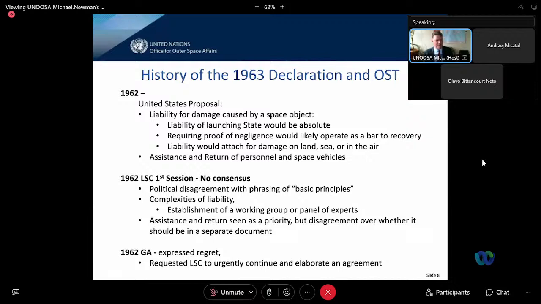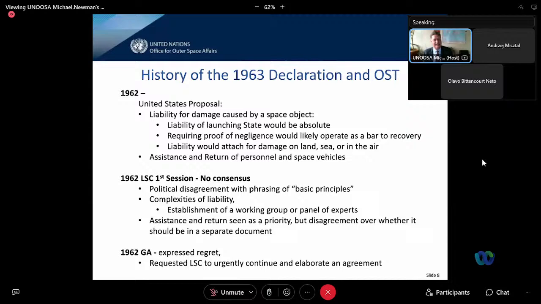Of course, liability as proposed by the United States would be absolute, and requiring proof of negligence would likely operate as a bar to recovery. This is an interesting way of looking at liability, and that it would attach for damage on land, sea, and in the air.